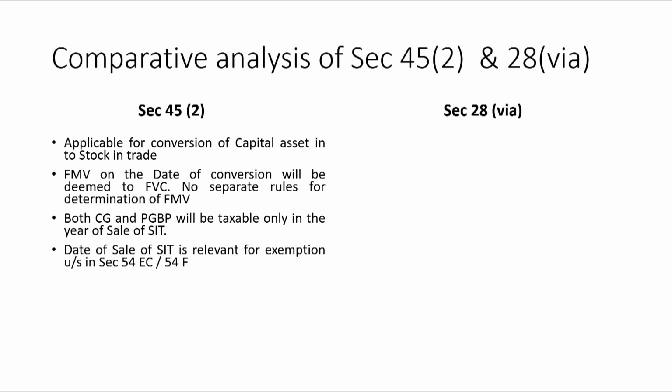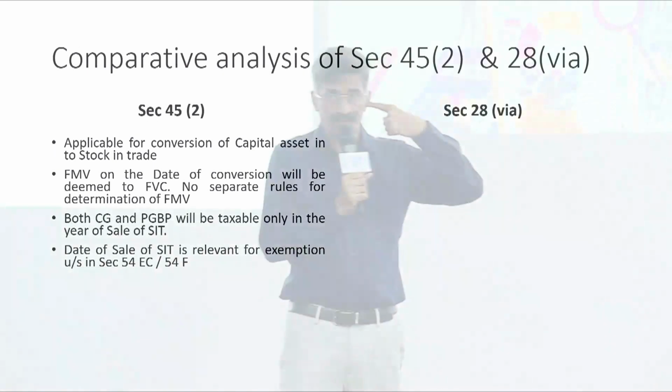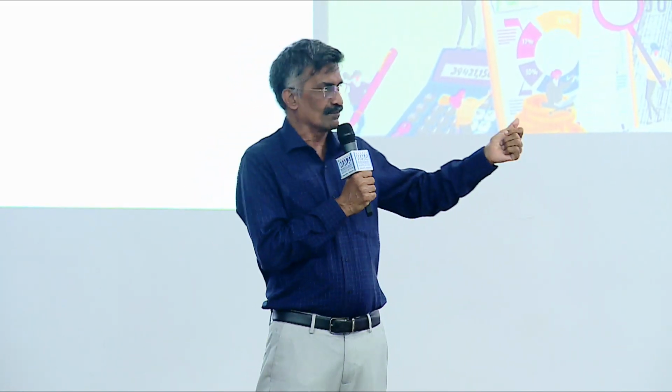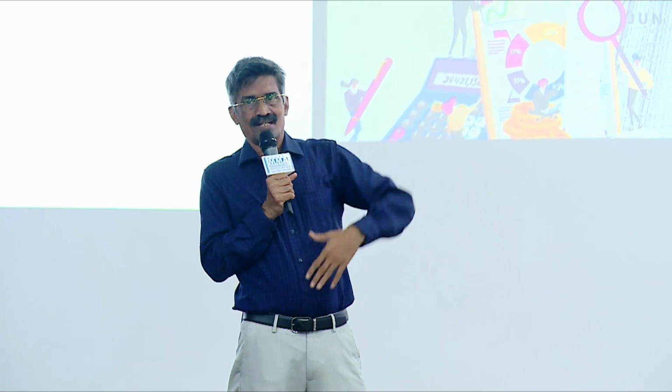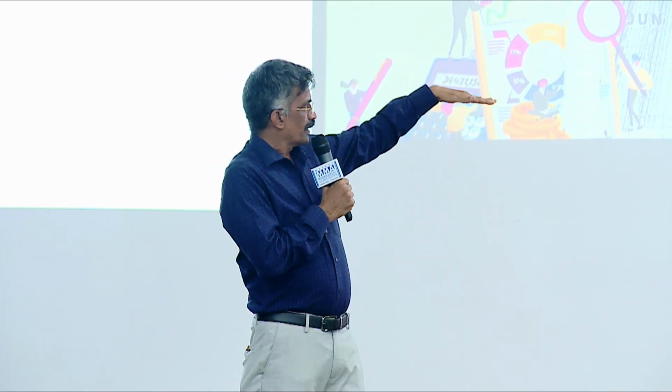So let's have a quick comparison between the two sections. Now 45(2) is applicable for conversion of capital asset into stock in trade. The fair market value on the date of conversion will be deemed to be the full value of consideration, but you don't have any separate rules for determination of fair market value. Therefore, you have to go by the value at which it will fetch in the open market. Both capital gains and business income will be taxable only in the year of sale of stock in trade, and the date of sale of stock in trade is relevant for exemption under 54EC or 54F, because those sections allow 6 months from the date of transfer. But here, the date of transfer is the date of conversion.